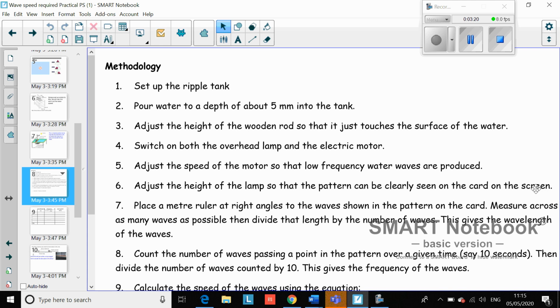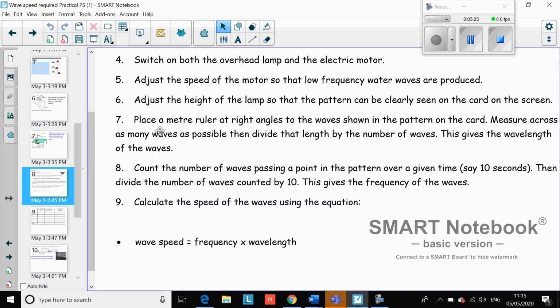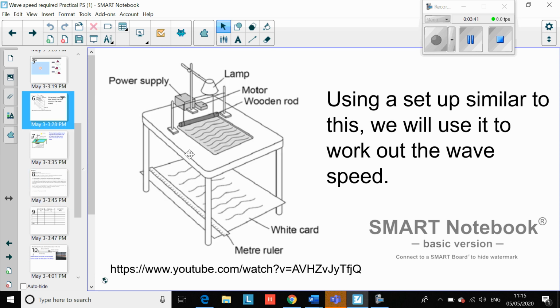Now this is where we need to start applying a bit more knowledge. Place the meter ruler at right angles to the waves shown in the pattern on the card. Measure across as many waves as possible and then divide that length by the number of waves. This gives the wavelength of the waves. Now, here's your first problem. You've got a ruler and you can measure the length of the waves. From there to there, that would be the wavelength. However, there's a practical problem here.